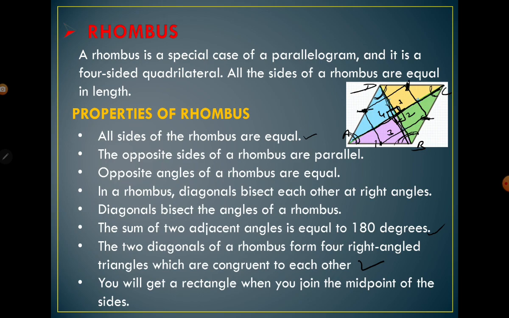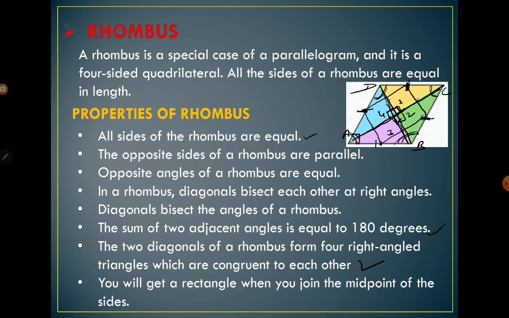So these are the properties of a rhombus. So what is the difference between them? Same properties, the square also holds good. One thing is that in a square, each angle is 90 degrees, but in a rhombus, this angle is not 90.